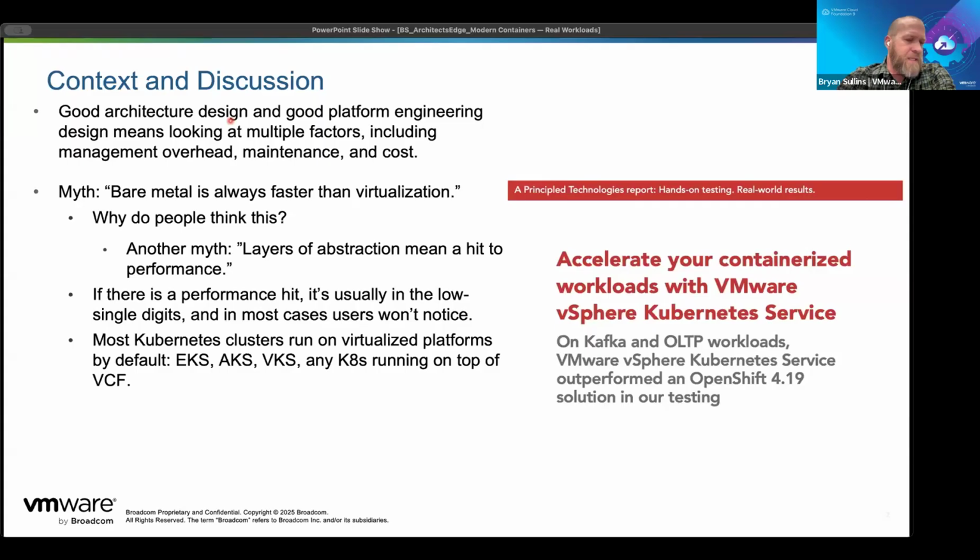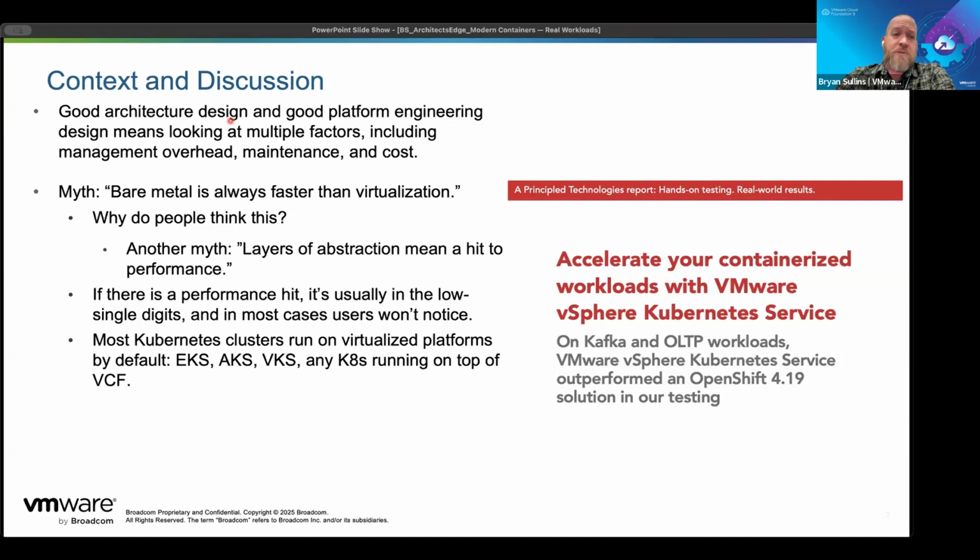While I'm at it, and this is sort of adjacent to, sort of indirectly related to this whole idea of bare metal, most Kubernetes clusters run on virtualized platforms by default. And I say this because, again, I talk to engineers on the daily.